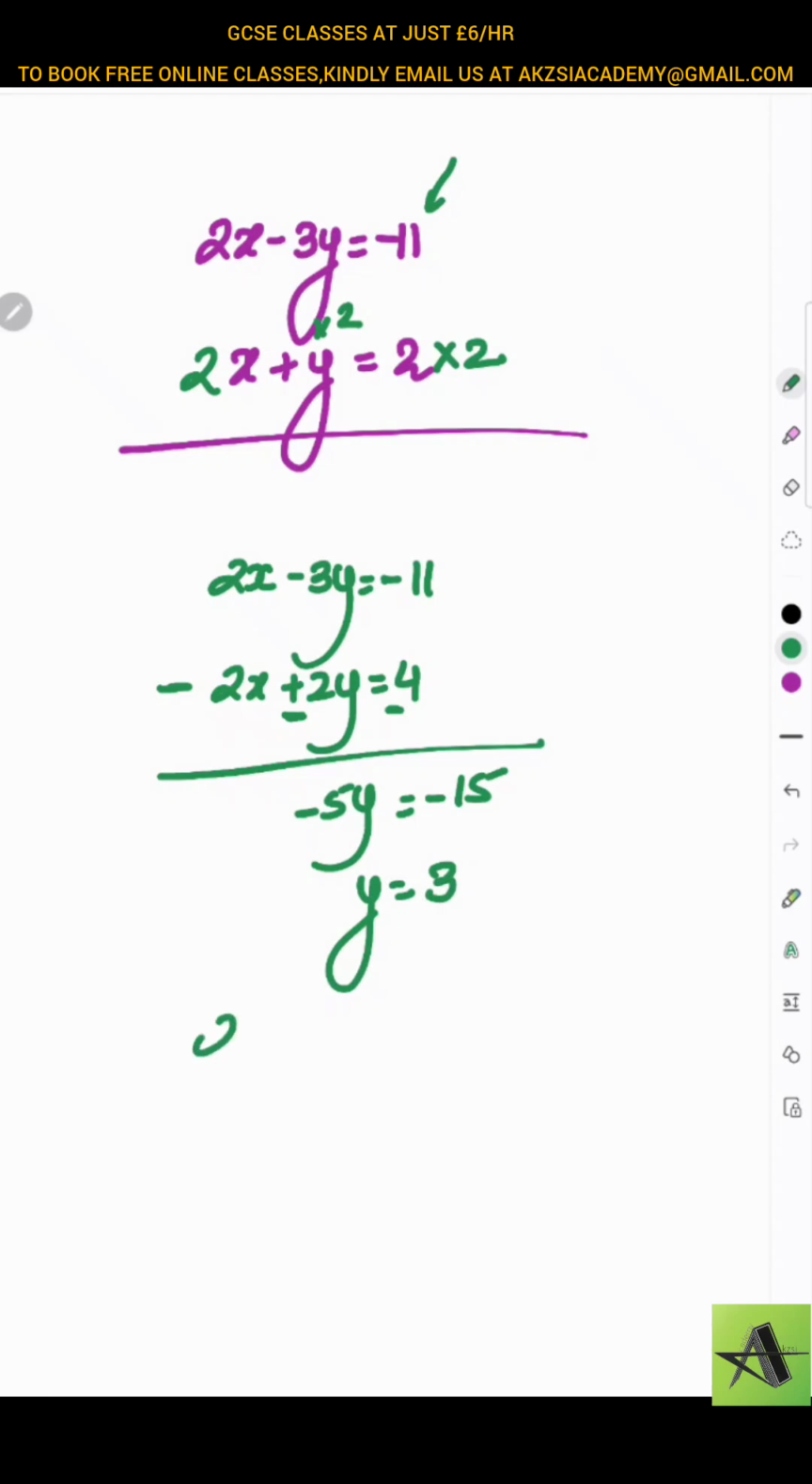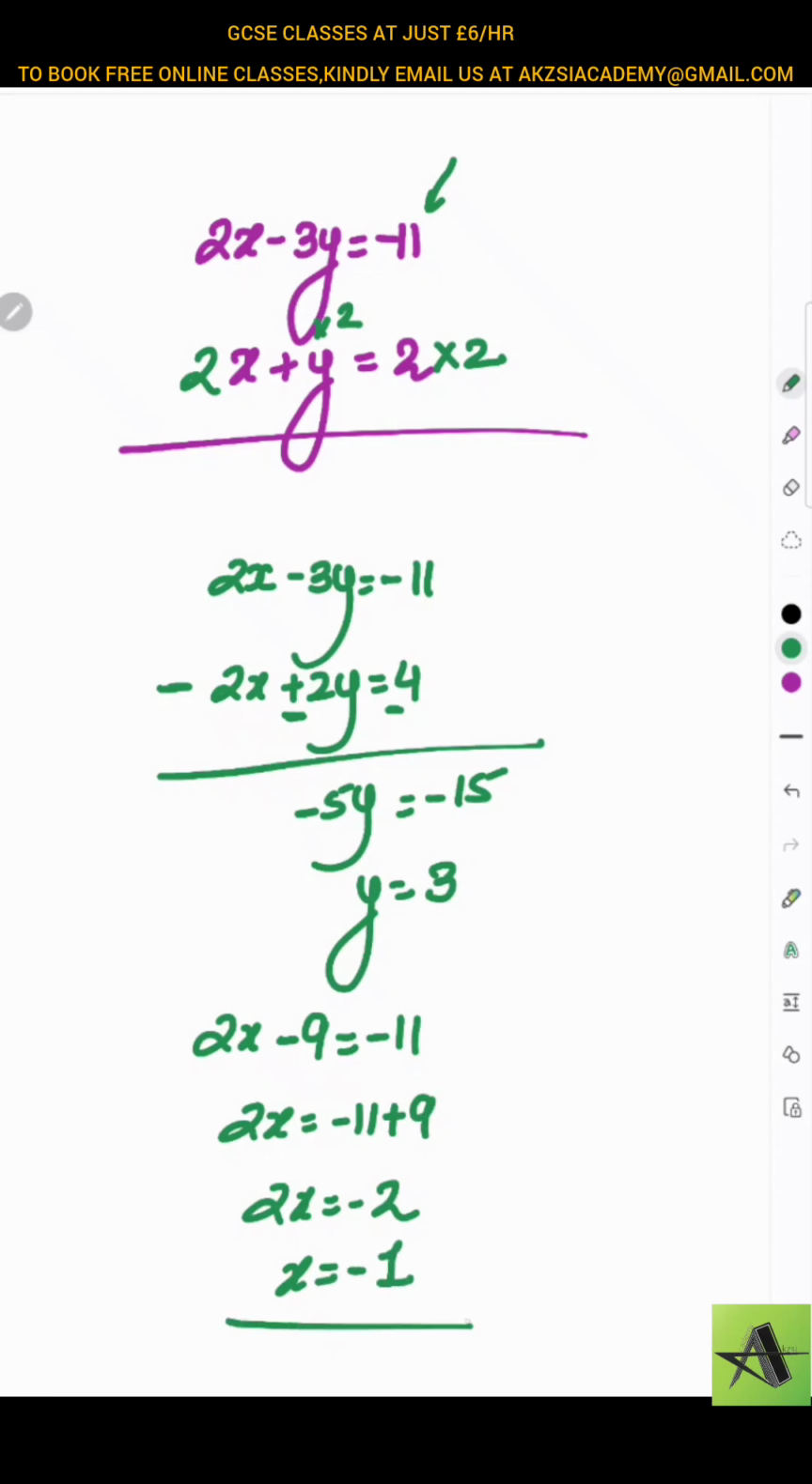So 2 times x minus 3 times 3 is minus 9 equals minus 11. Moving 9 onto the right hand side, it will change its sign. It will become 2x equals minus 11 plus 9. 2x equals minus 2 and x equals minus 1. And this is the answer for this equation.